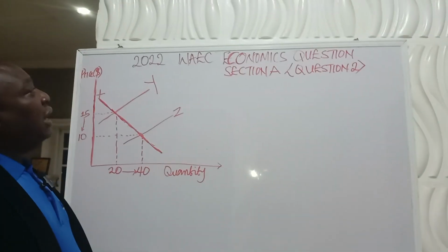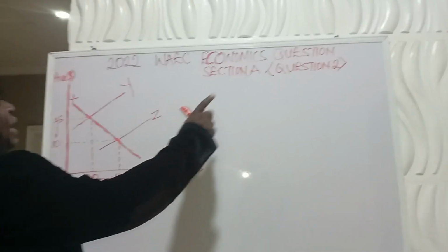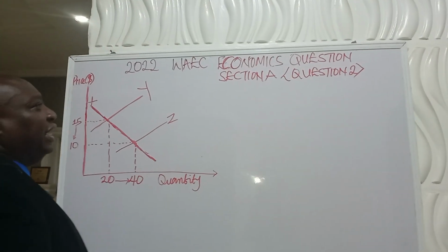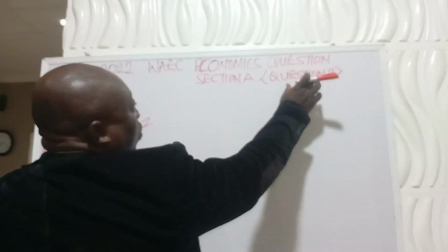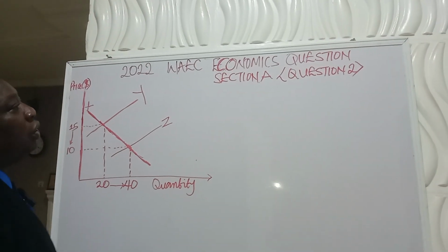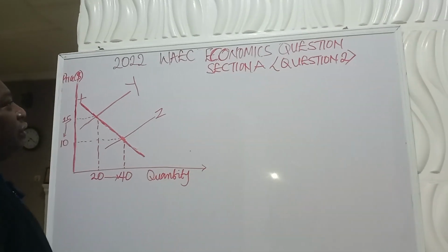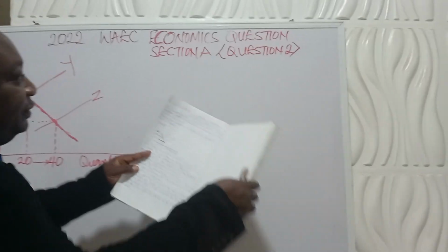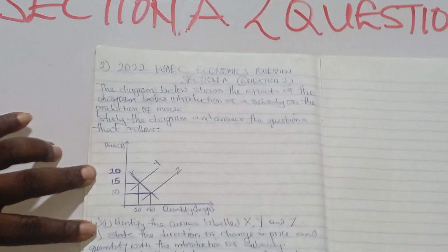Okay, now today we'll be looking at WAEC Economics question, Section A, which is the theory part. Question 2, which year? 2022. So we are going to look at question 2 for now. Now let's look at the question together. I want you to look at it.